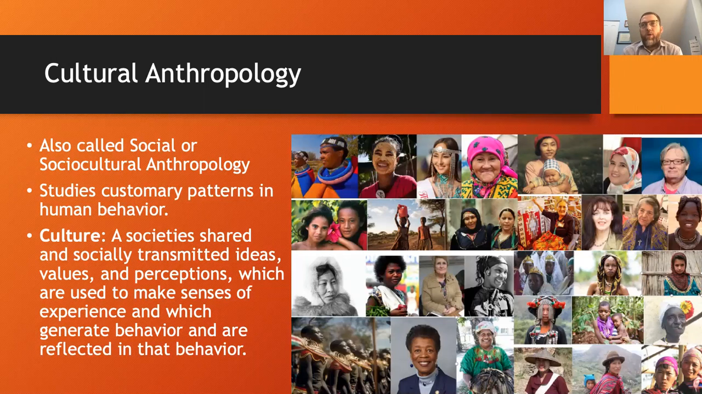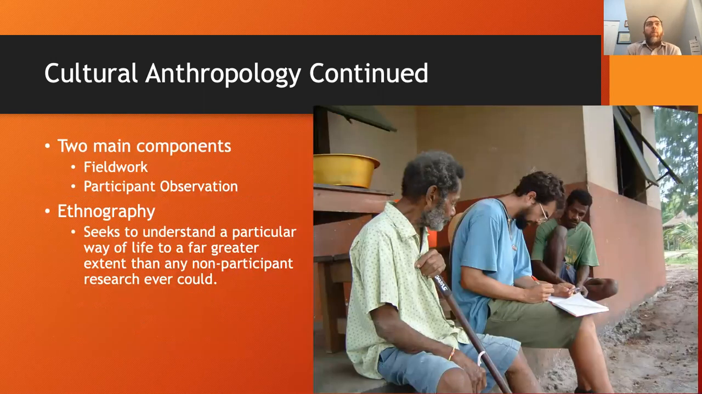So cultural anthropologists study human culture, not only in present day, but also in the past. So we study previous cultures, how they were organized in history. There are two main components of cultural anthropology, and that's field work, which we've discussed a little bit, and participant observation, which we will both be discussing more, and ethnography, which we've also touched on. So field work and participant observation are all part of ethnography.